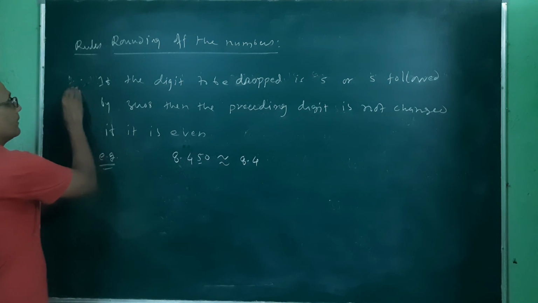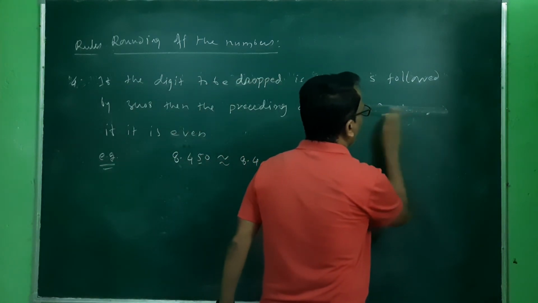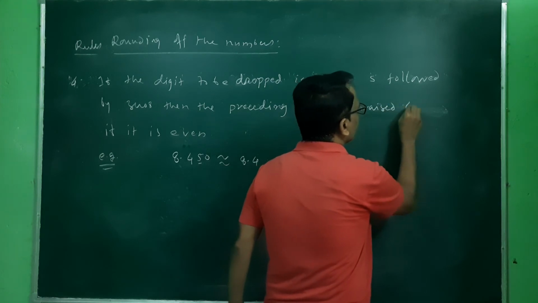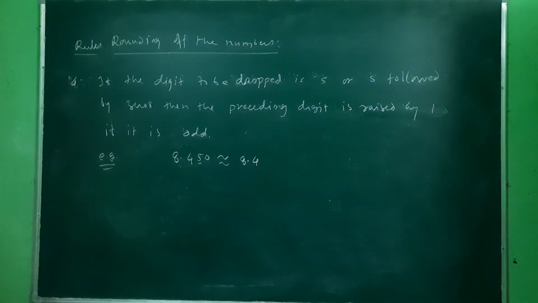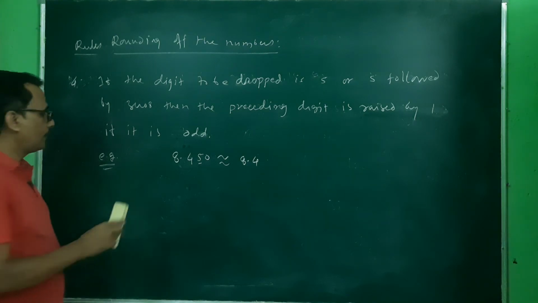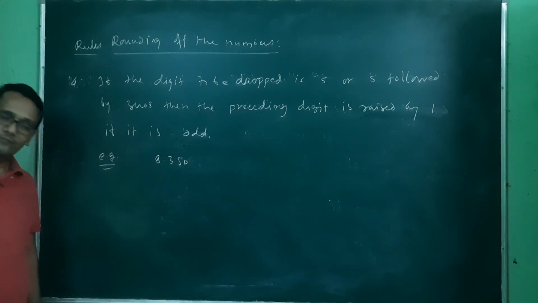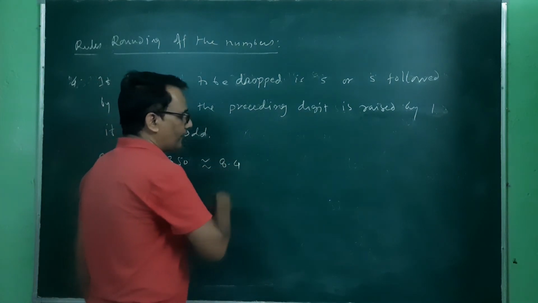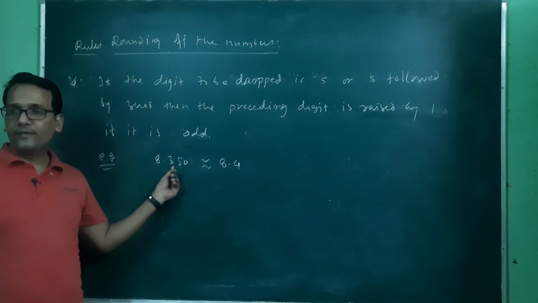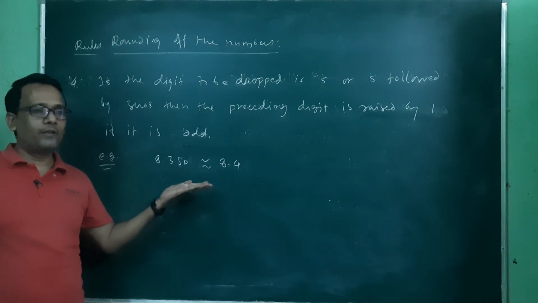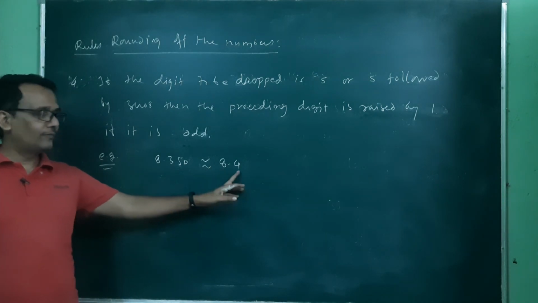But if the digit to be dropped is 5 or 5 followed by zeros, and the preceding digit is odd, then it is raised by 1. If the preceding digit is an odd number, it becomes one plus, making it even. So, let's say this is 8.350, this becomes 8.4. Here the 50 is dropped and the preceding digit is odd, so it is made even. For multiplication an even number is always helpful, so that's why this rule is followed, I think. So this is 8.4.